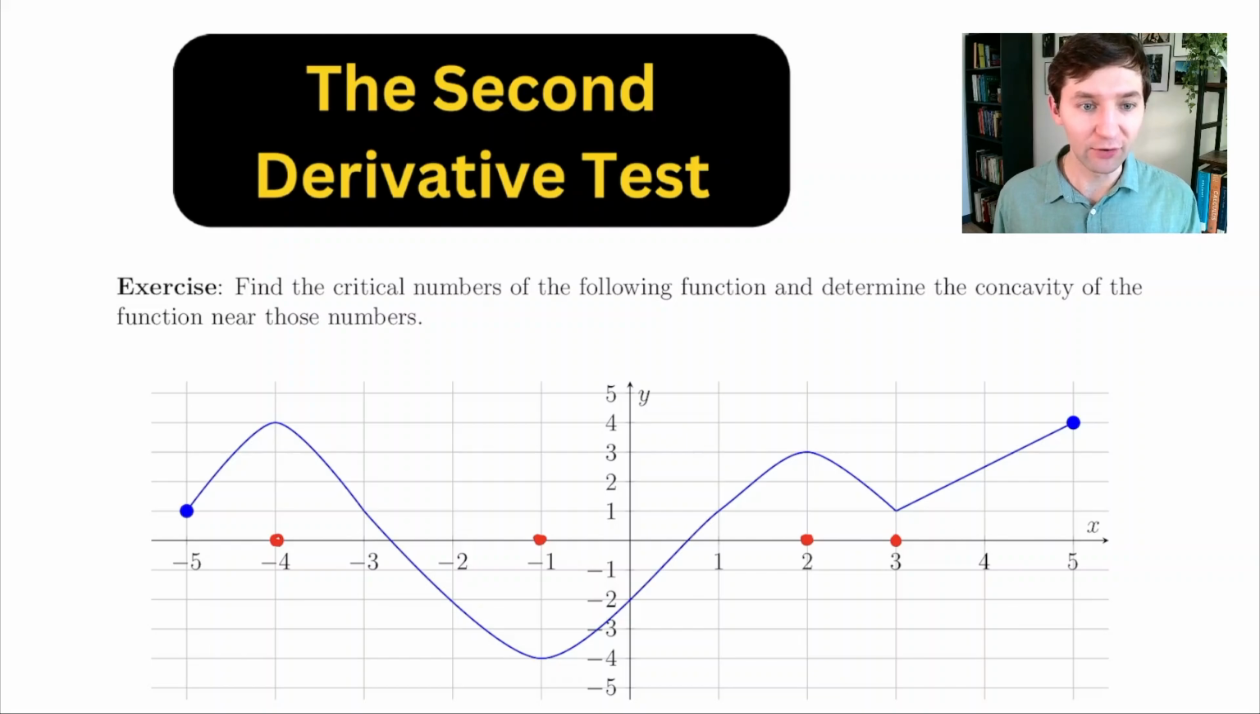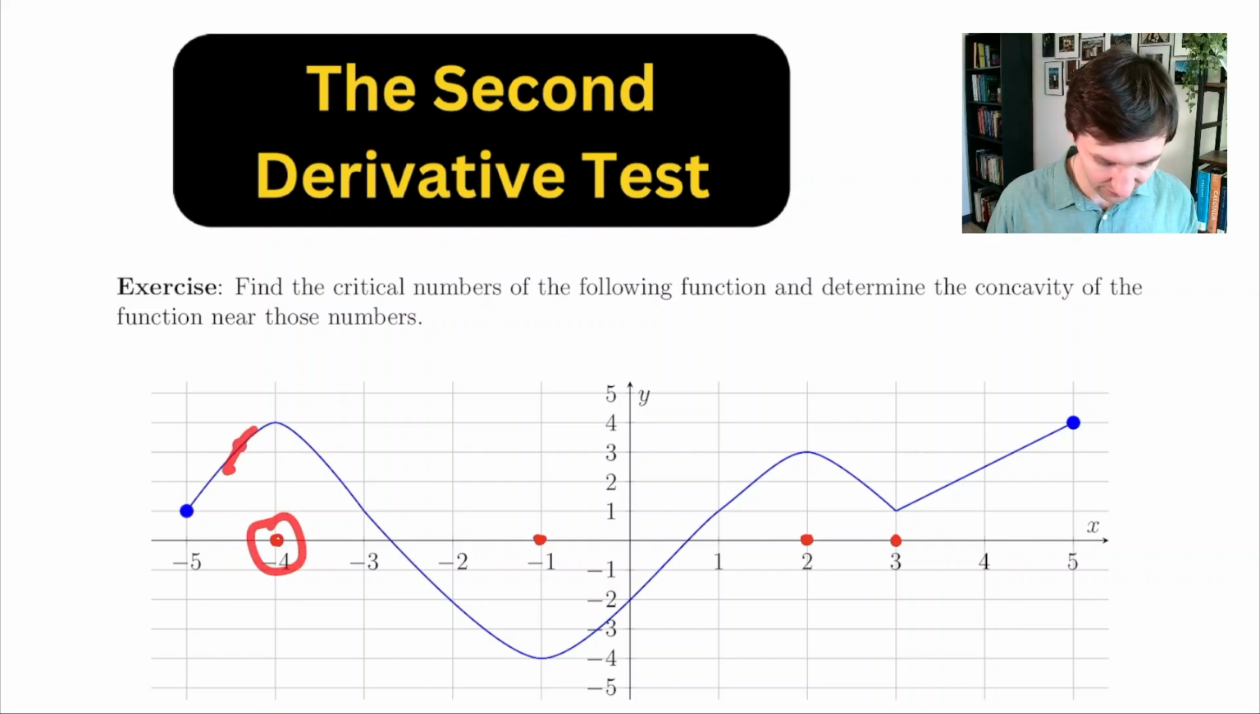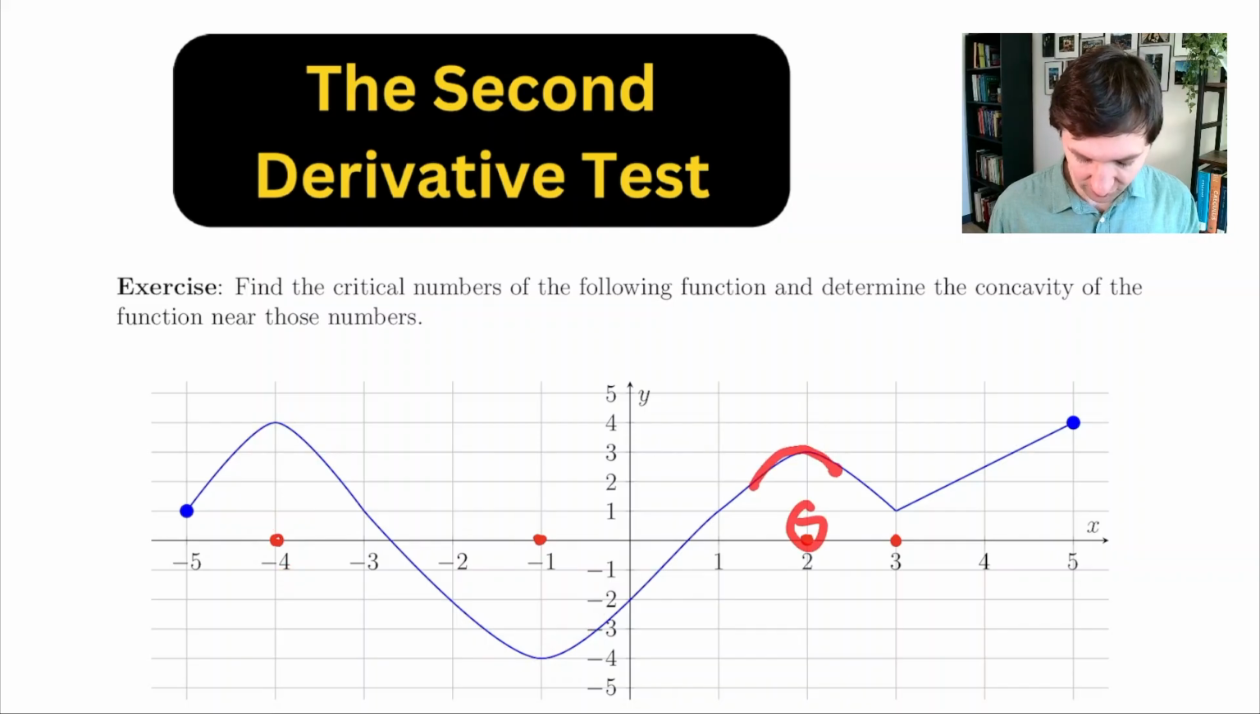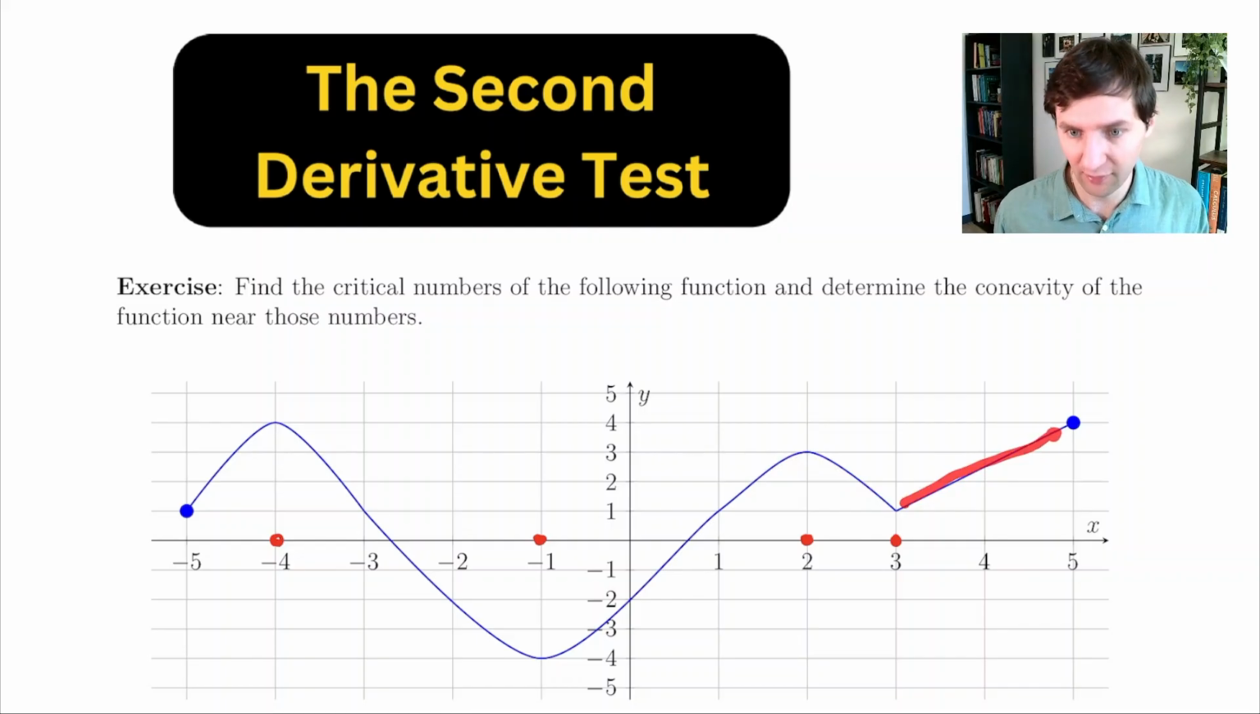Let's determine concavity near those numbers. Near -4, the function is concave down. Near -1, the function is concave up. Near 2, the function is concave down. Near 3, things get more complicated. On the left side of 3, the function appears to be concave down. On the right side of 3, the function is neither concave up nor concave down. It is a straight line.